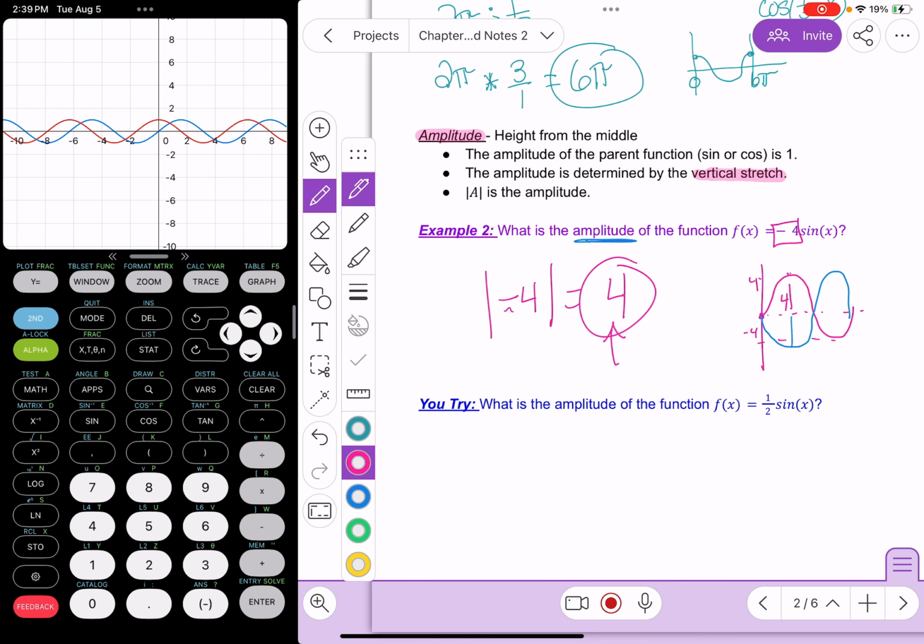So take a second and tell me what the height of this one, or the amplitude of this one, would be. Right. It's going to be the absolute value of whatever's in front. So the amplitude of this is 1/2. Good.